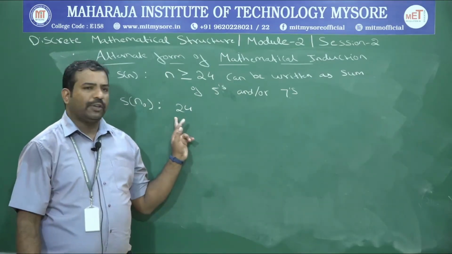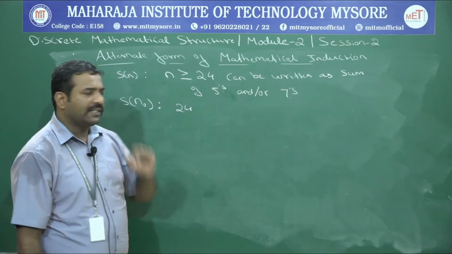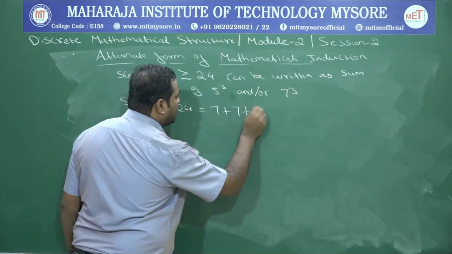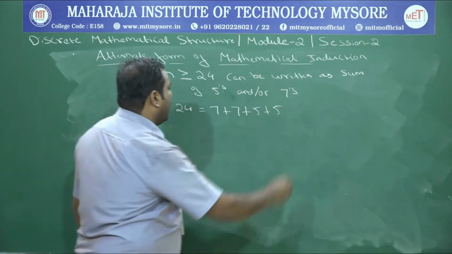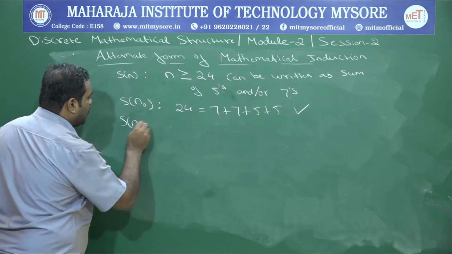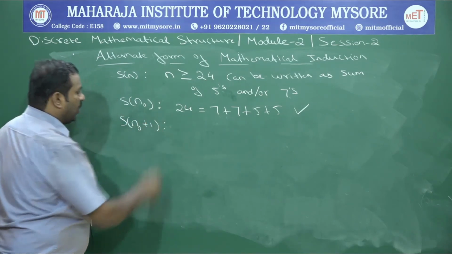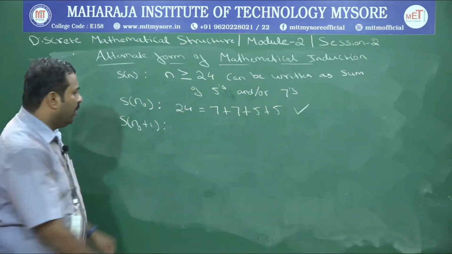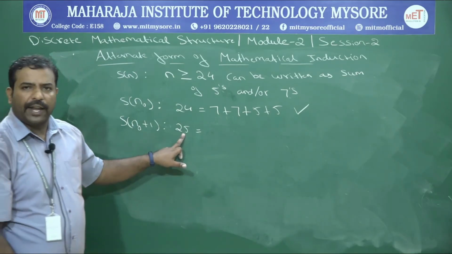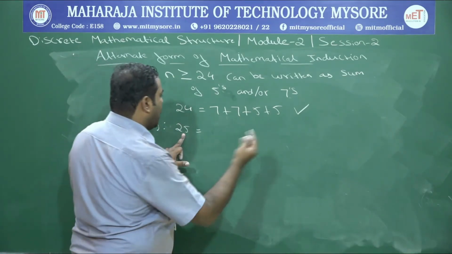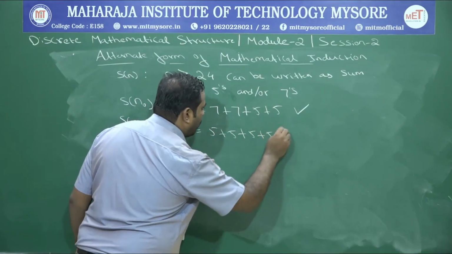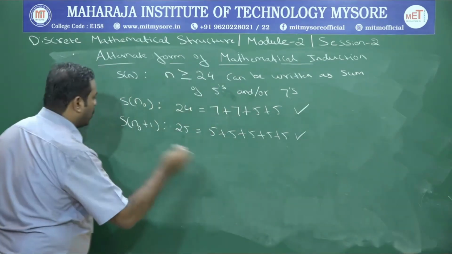Now can I write this 24 as a sum of 7s and 5s? I can write this as 7 plus 7 plus 5 plus 5. Hence it's going to be true. So for n0 it's true. Let us take n0 plus 1. So 24 plus 1 is 25. Can I write this 25 using 7s and 5s? If I use five 5s, that solves my problem. Hence this is also going to be true.